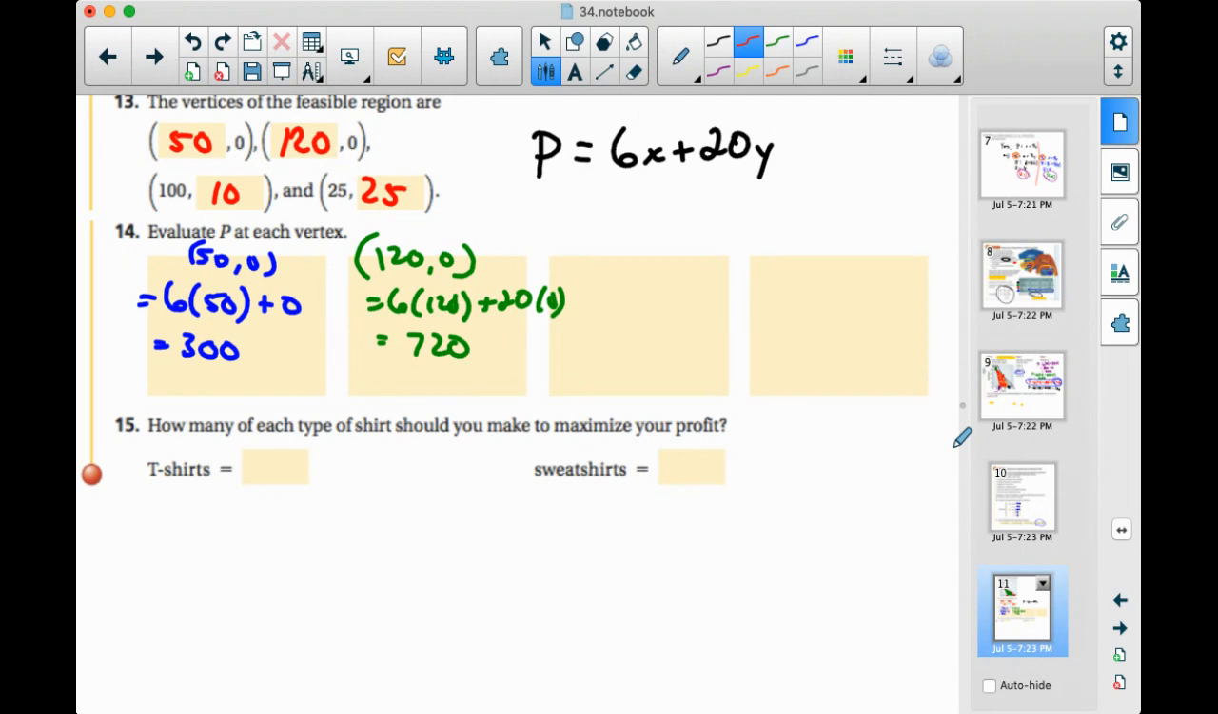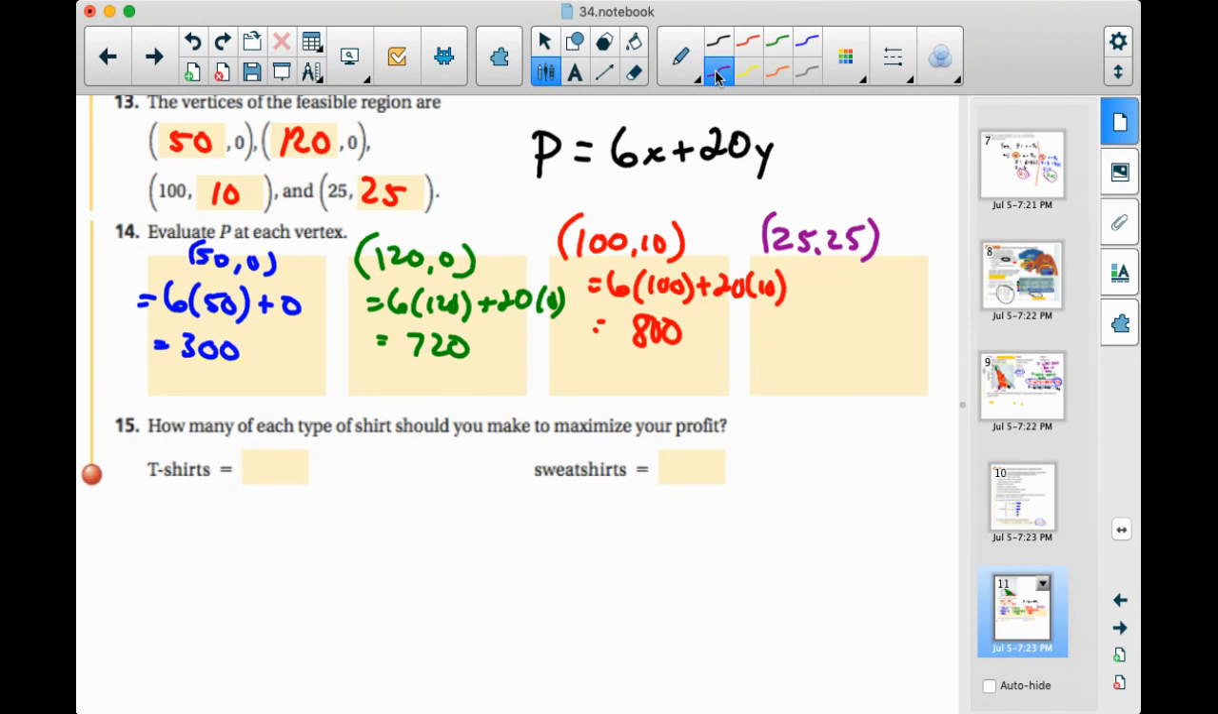Next, I'm going to do 100, 10. So that's going to be 6 times 100 plus 20 times 10, which will give me 800. And then the last one I'll have is 25, 25. So I'm going to do 6 times 25 plus 20 times 25. And that will give me 650.